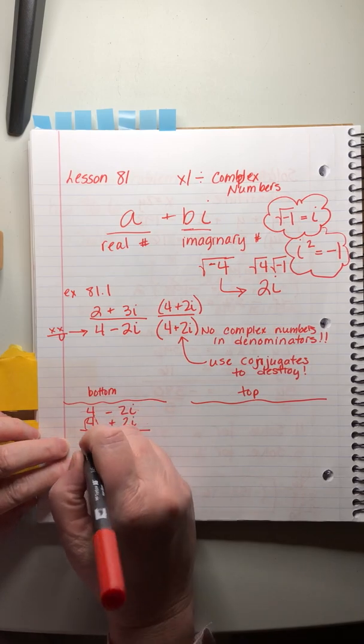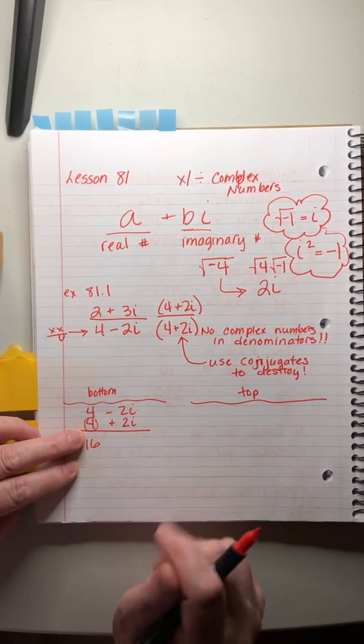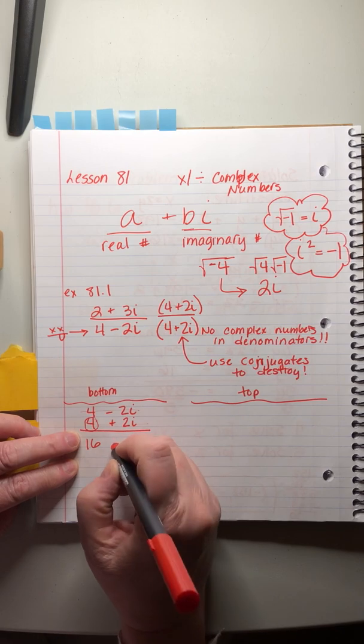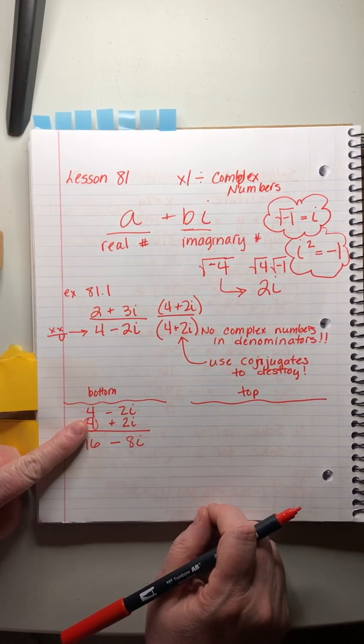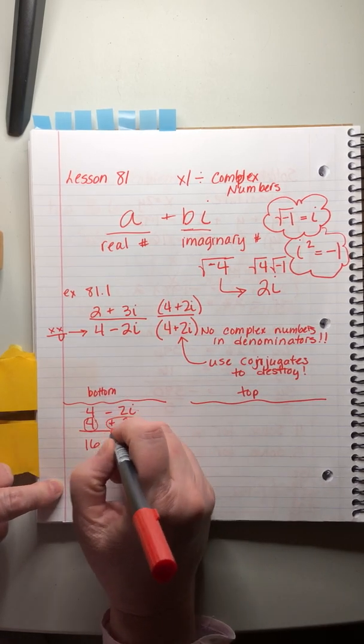4 times 4 is 16. Thank you, sir. Now she dances with him. 4 times minus 2i would be minus 8i, right? Now she's done. She sits down, and it's this girl's turn to dance.